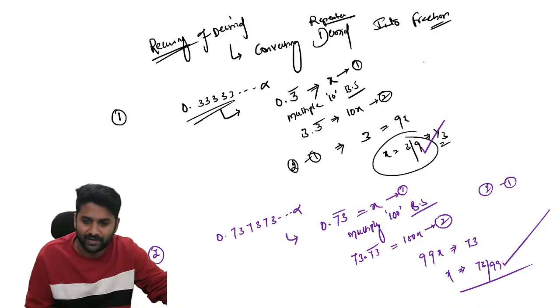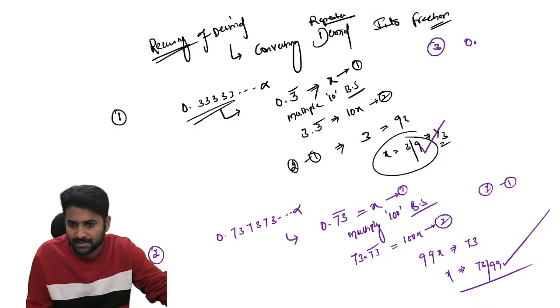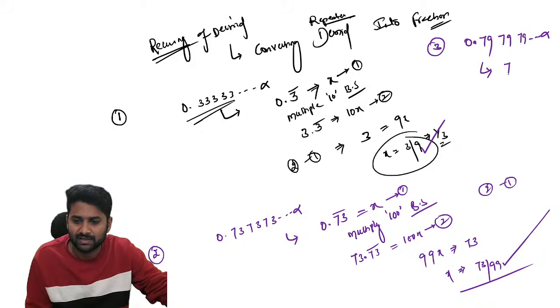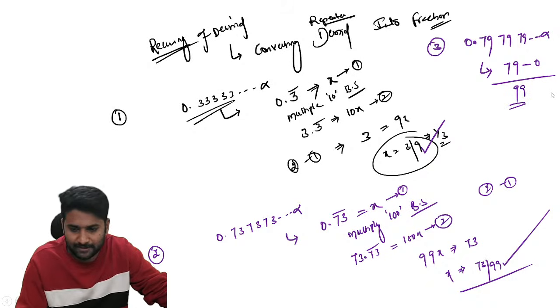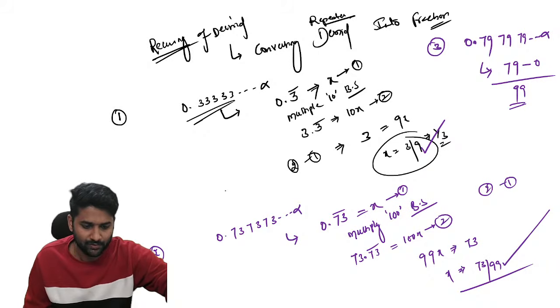So if you want to take a direct question, for example, 0.79 bar, that is 0.7979 infinity. What is the answer? Here 79 you have to consider in the numerator. Consider the number and subtract the non-bar value. The non-bar value is all about 0. And after the decimal, if two digits are repeated, then two nines are going to be considered in the denominator. Don't worry, I will help you out.